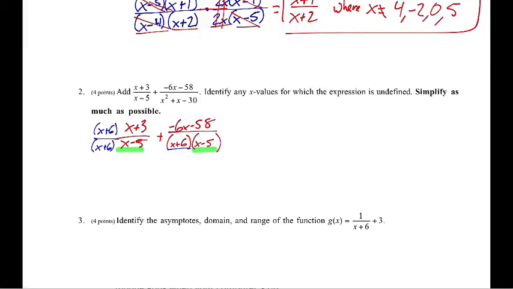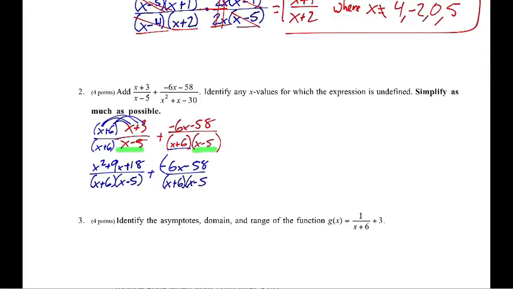So we're going through, again, we got to get common denominators, so we're going to get a common denominator of x plus 6 times x minus 5. Now we got to FOIL this out. X times x is x squared, x times 3 is 3x, 6 times x is 6x, so we got 3x plus 6x, let's just make that 9x right away, and then 6 times 3 gives us 18, all over x plus 6 times x minus 5. The other one we have not done any changes to, so we got minus 6x minus 58, still all over x plus 6, x minus 5.